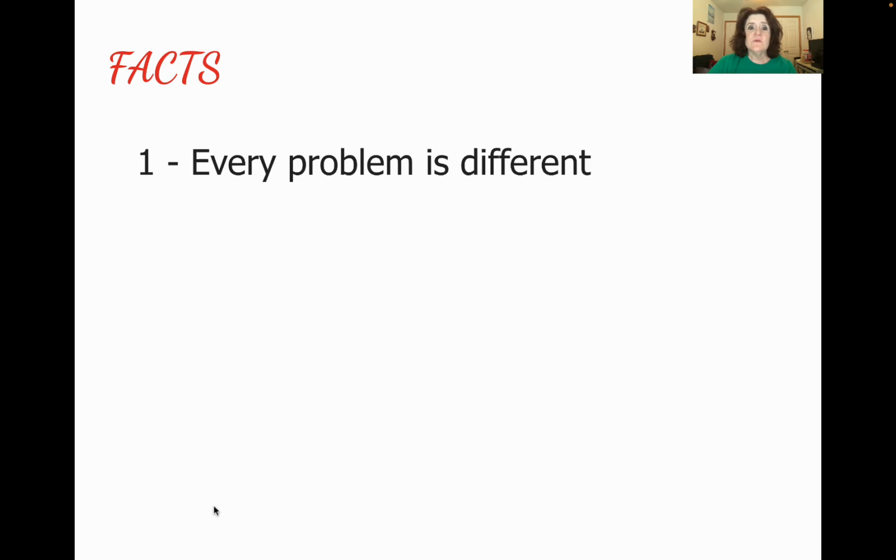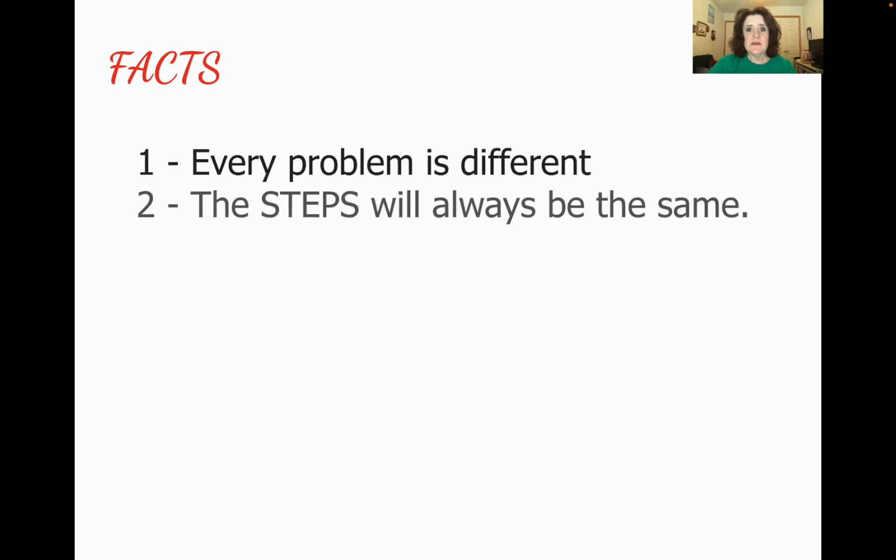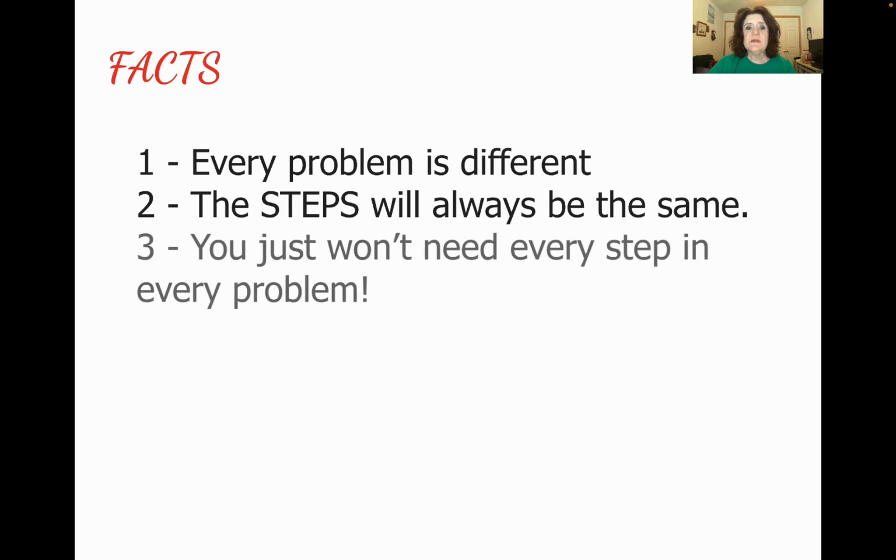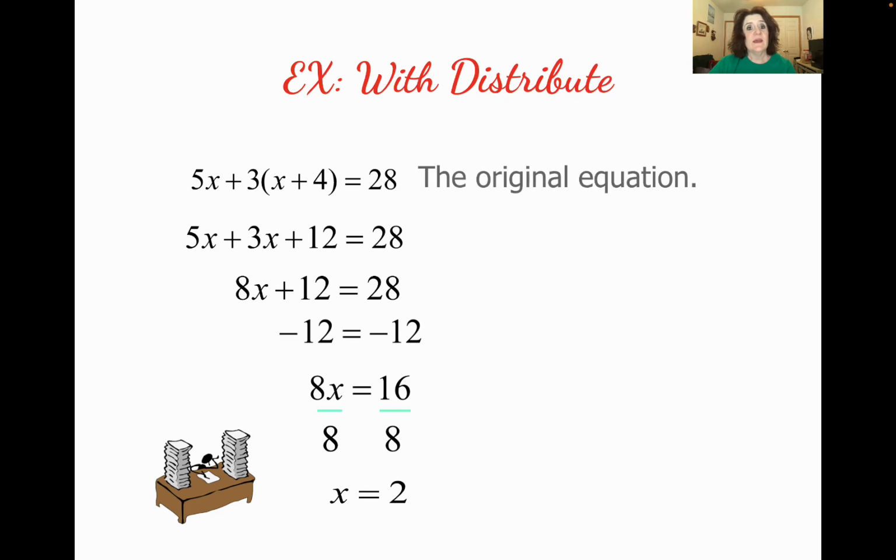So facts to know, every problem is going to be different, but the steps will always be the same. But you won't need every step in every problem. But in the beginning, you're going to check every problem. Do I have parentheses? Do I have this? Do I have this? So look at this problem. It has a distribution in it. So you have the original equation. Step 1 is to distribute the 3x plus 12. Everything else just stayed the same.